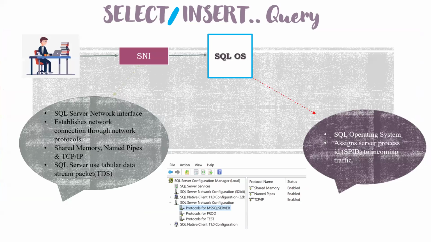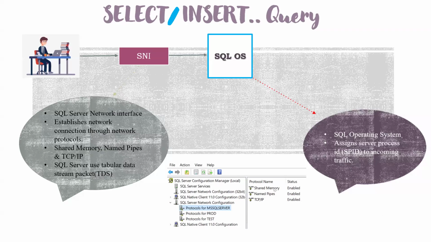So Subbu, I have one question. In case of the shared memory protocol, does it come under the network layer? Yes, it is also the network layer only, right? No, at that time there will be communication between the memory because they are in the same server. See, shared memory is also part of the network protocol.